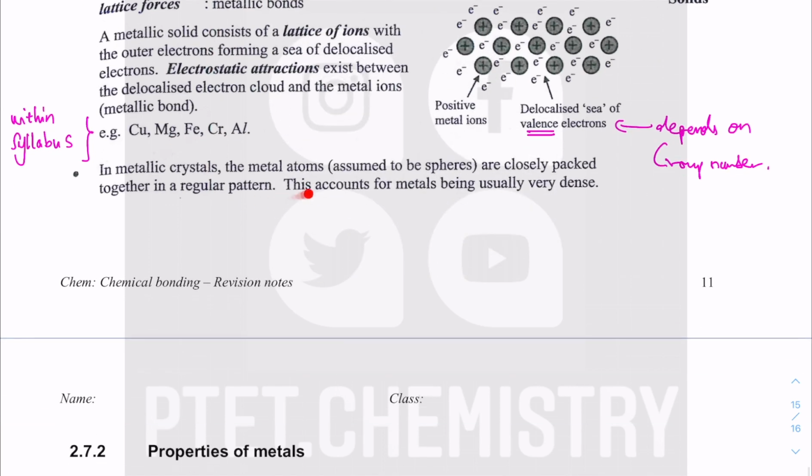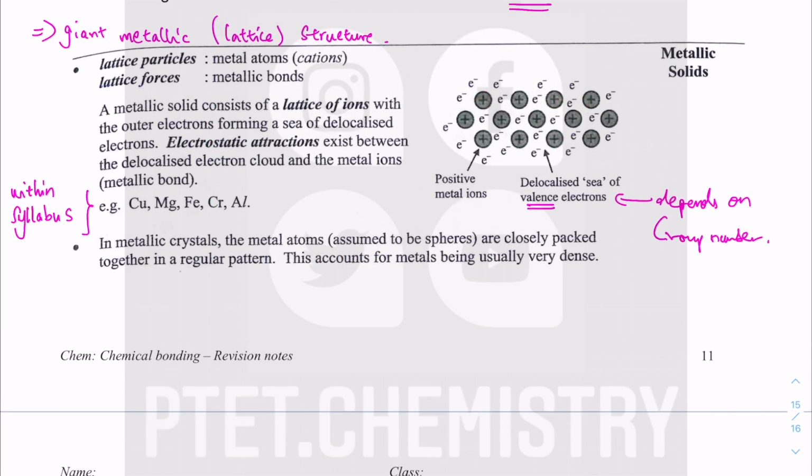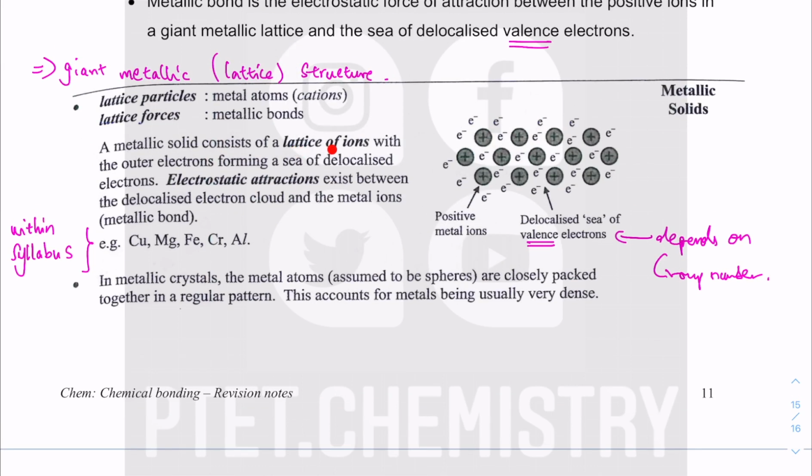So in metallic crystals, the metal atoms are assumed to be spheres, which is why we draw them as spheres. The electrons obviously don't have a particular shape, and the spherical metal cations are closely packed together in a regular pattern. That's why we have this lattice of ions.